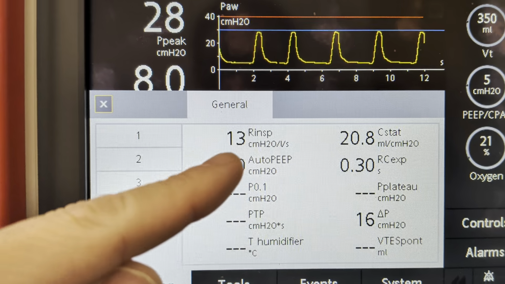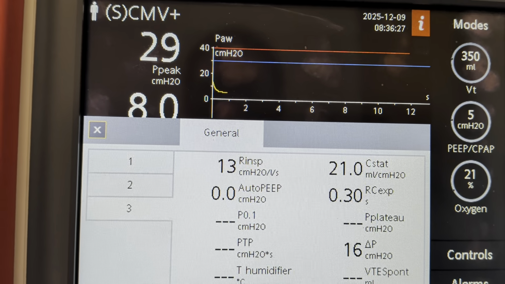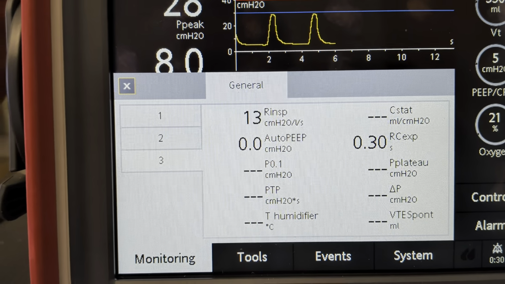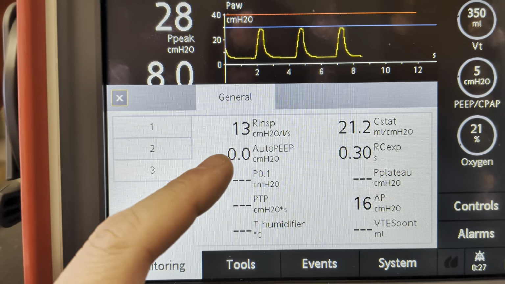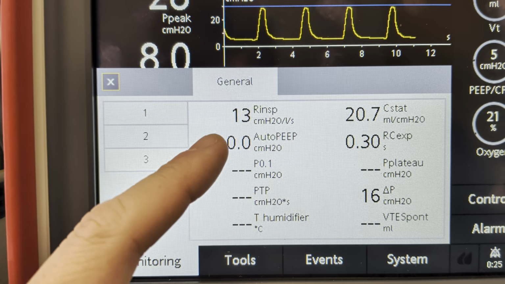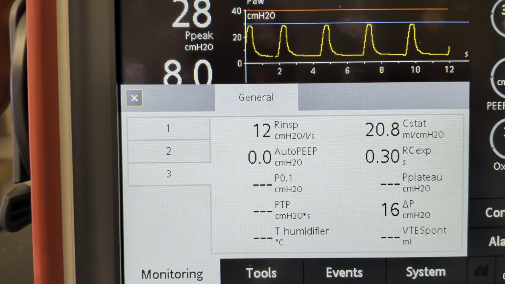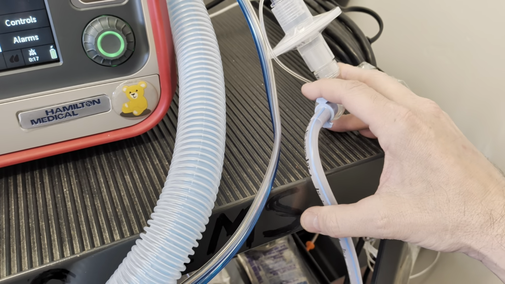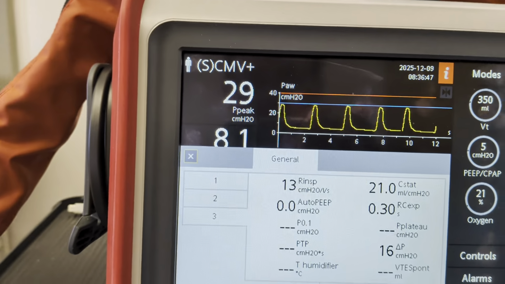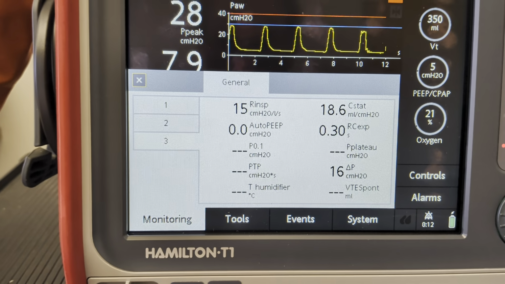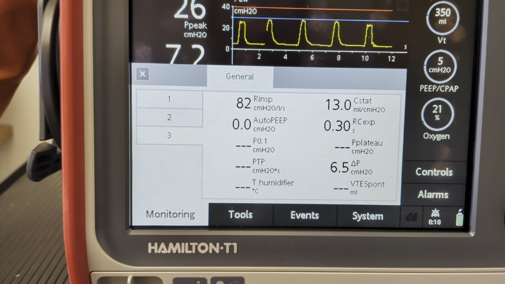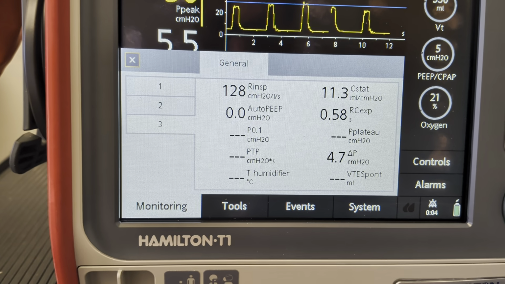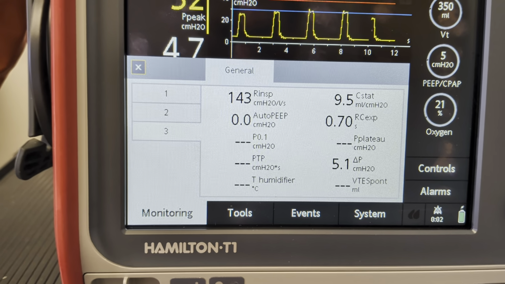And you can see it says 13 centimeters of water per liter per second. All right, so that is actually a little elevated, right? The airway resistance is a little elevated. And what I'm going to do is pinch the endotracheal tube a little bit to artificially increase the resistance. And let's see what happens. You can see the airway resistance has gone up substantially, right?